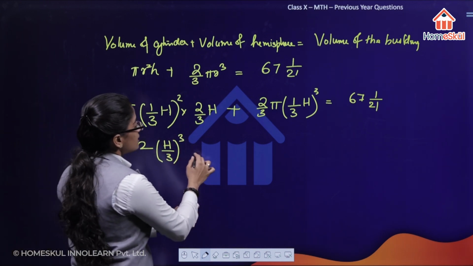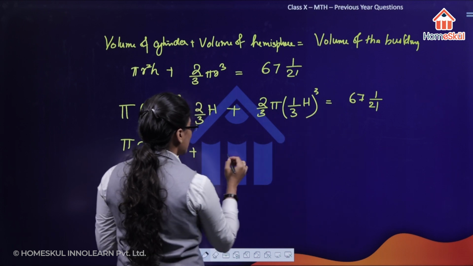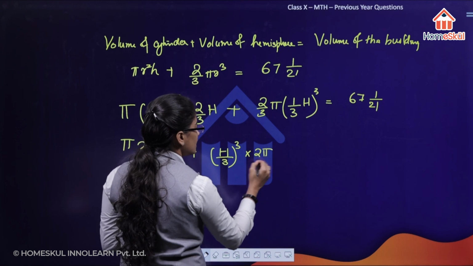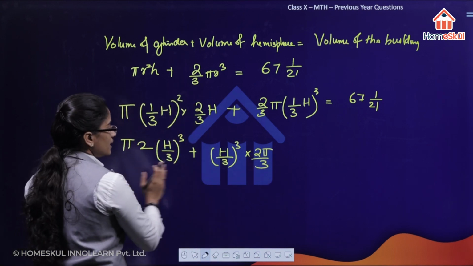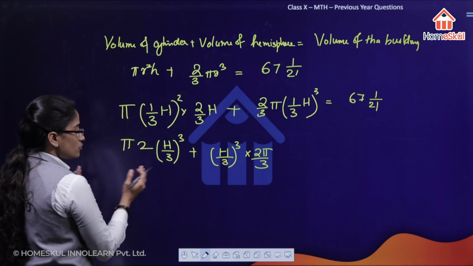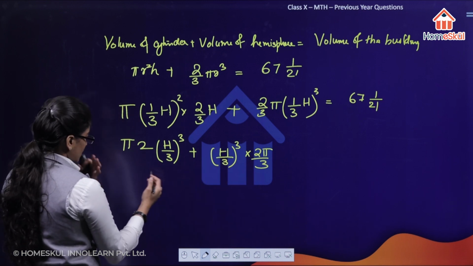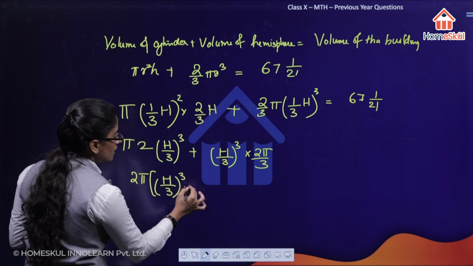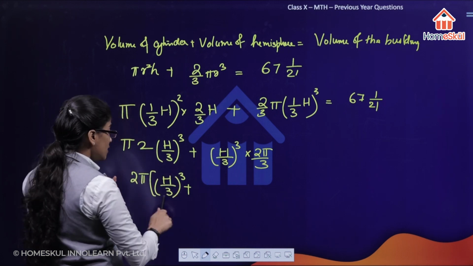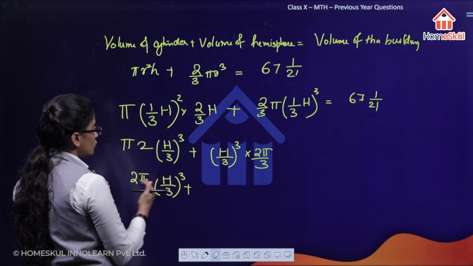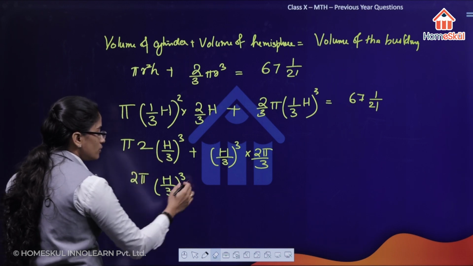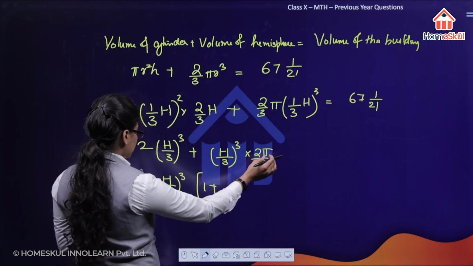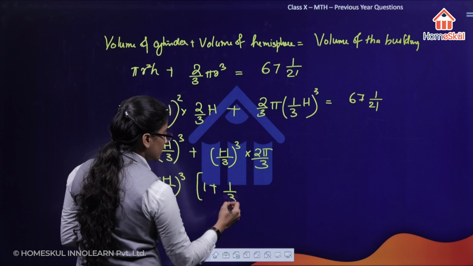Okay, now the second part. Here also we have h upon 3 the whole cube, and there is a 2 pi by 3 there. Among this we could take 2 pi common outside. Then h upon 3 the whole cube plus what is remaining? H upon 3 the whole cube can also be taken outside, right? So 2 pi times h upon 3 the whole cube is taken outside. Then the remaining is 1 plus, here what is remaining? 2 pi is taken, 1 upon 3 is remaining, isn't it?